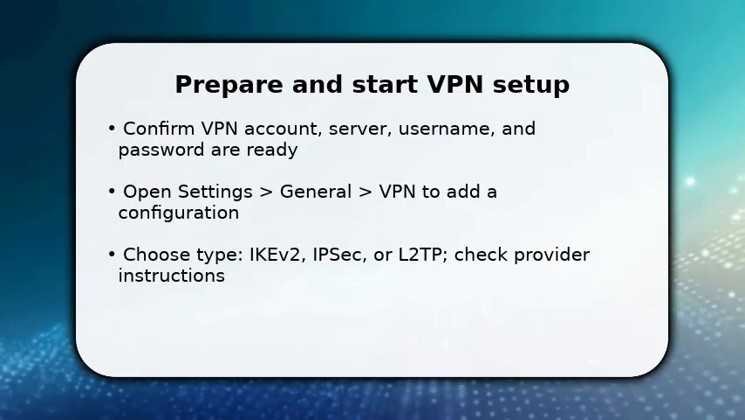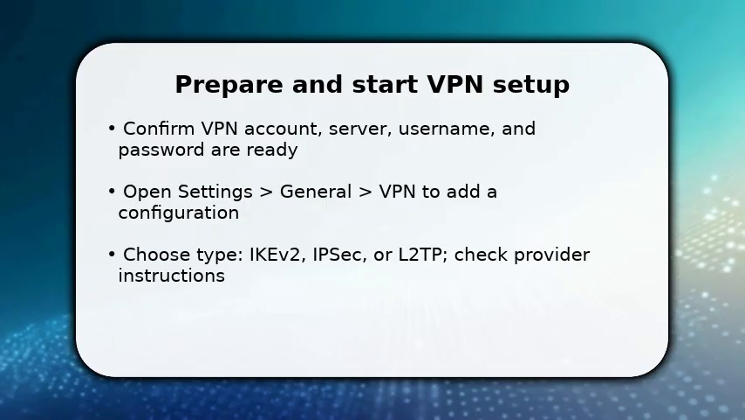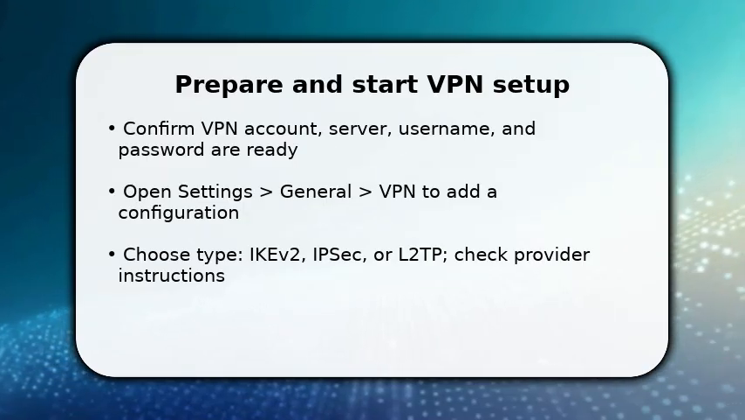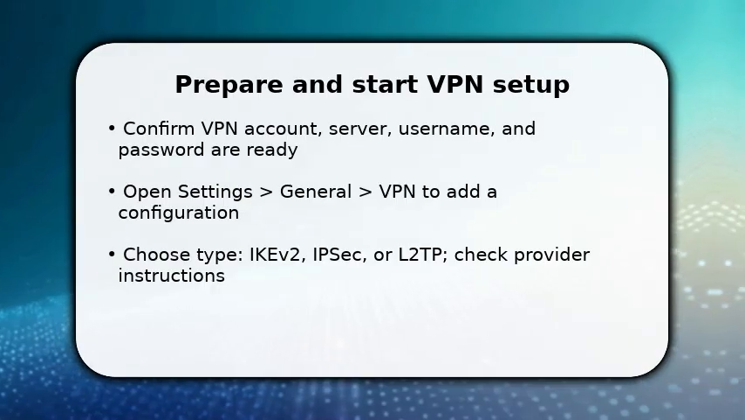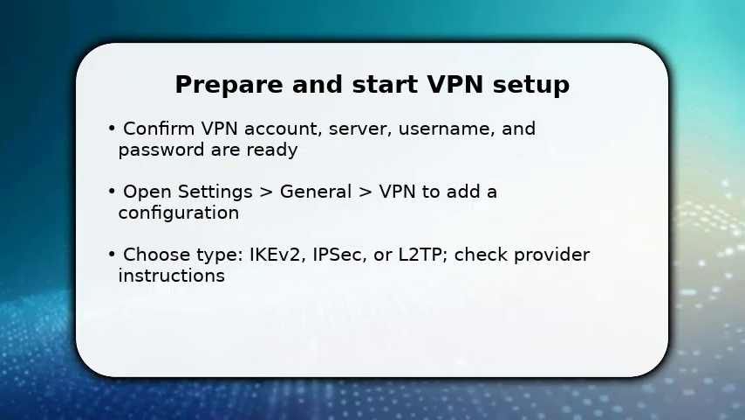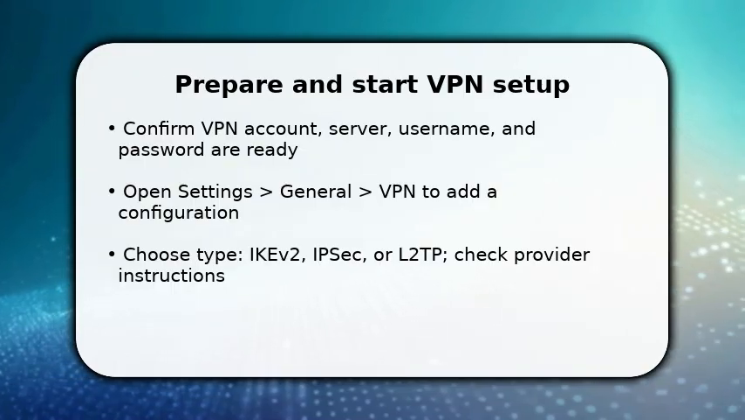You begin by gathering credentials and deciding why you need this VPN. Speed or corporate access changes the type you choose. Once done, open Settings, tap General, then VPN. This is where configurations live.